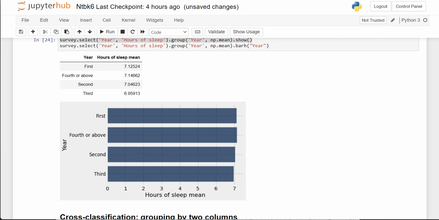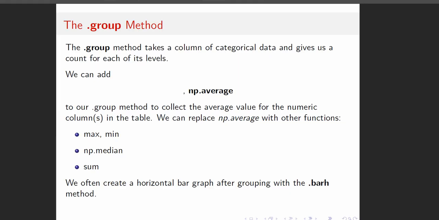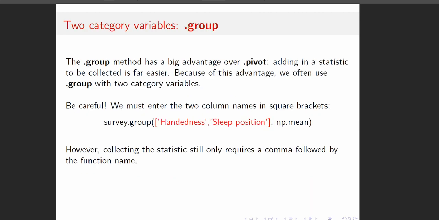So there you go. That's a quick run through of how to use the dot group. And we also got the introduction there to dot bar H, the horizontal bar graph, which we said we would use. And it turns out that we can use group for 2 category variables. Now I'm going to say I really like dot pivot when I have 2 category variables, but we can also use the dot group method.